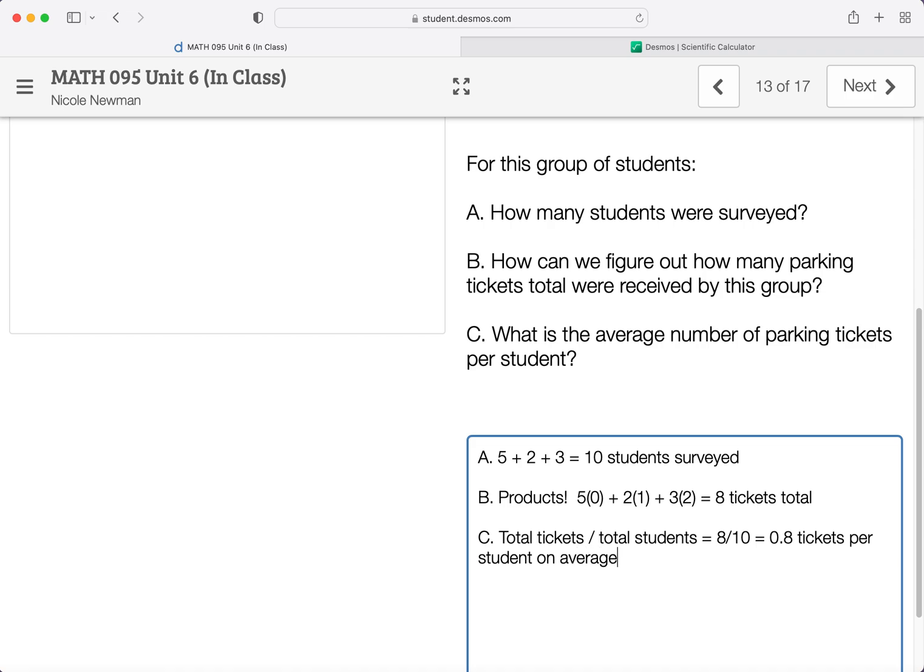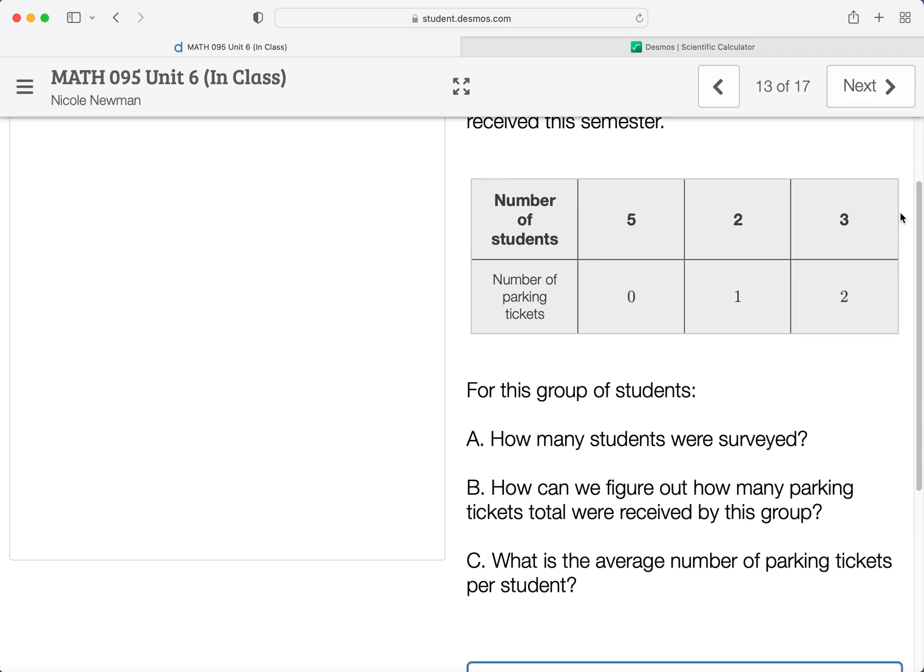I do not think that it is physically possible to get 0.8 of a parking ticket. This is a mathematical measure of the center of things. So mathematically speaking, we can talk about having 0.8 of a ticket as a measure of center. But it's not physically possible, I don't think. And as I say that, I'm envisioning people ripping part of their ticket off of the stub somehow. I don't know. This one is a frequency table, and we can answer questions about how many people were surveyed, how many of the other feature happened, and then we can talk about averages for that as well.